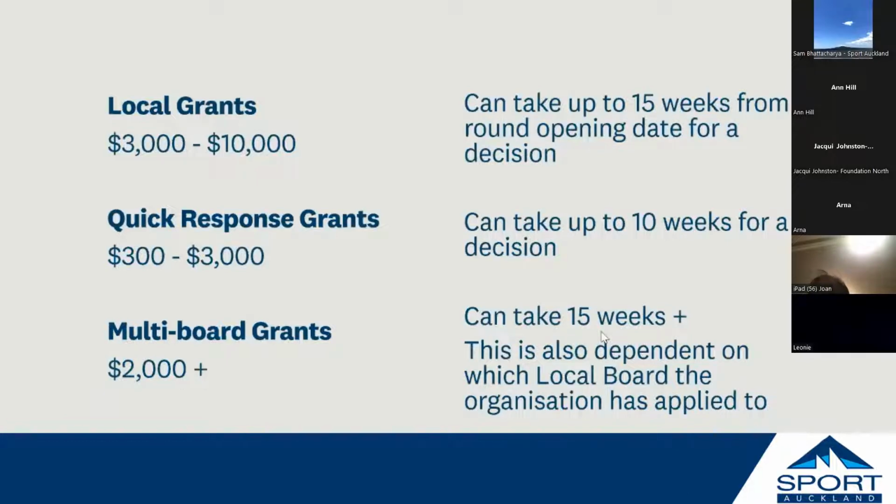Some local boards have a limit of $4,000, I think. And they can take 10 weeks for a decision, and then multiple grants. This is where you apply to a series of local boards, and there is no real limit. However, it is within reason as well. So you're not going to ask for $200,000 for a new sport club, for example. And this does take a little bit longer because each local board has different decision dates. It can take longer than 15 weeks for a whole decision to be made.